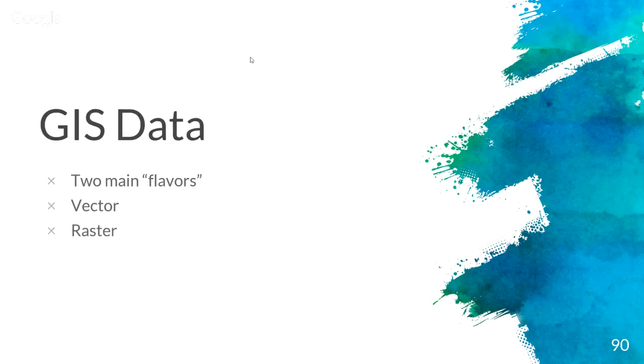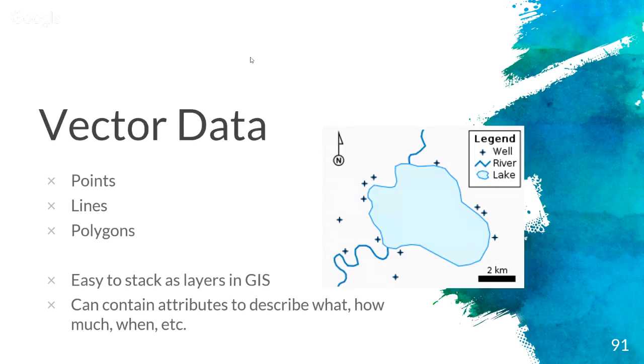When we're dealing with GIS data, if I say GIS data, I mean spatial data, geographic data, right? It's some kind of data that has that XY geometry, that where. They come in two main flavors: we have our vector and we have our raster. Vector data are these points, lines, and polygons that you may see on a map, right? This is all vector. In this example, our points are wells, our line right here is a river, and the polygon is this nice little lake. And look, we have a little scale bar, 2 kilometers.